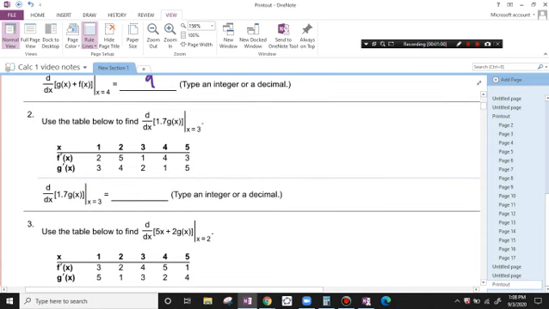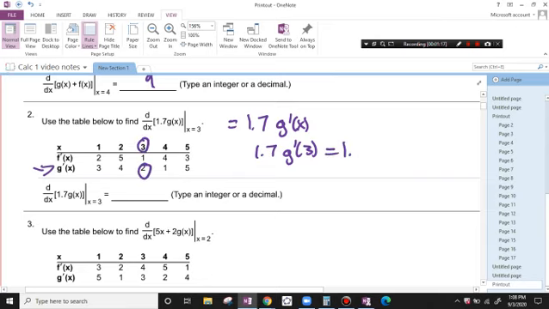Same thing here. The derivative of 1.7 times g is equal to 1.7 times the derivative of g. We want to know at 3, so it's 1.7 times g prime of 3. We go to the chart. Here's g prime. At the value of 3, it's 2. 1.7 times 2 is 3.4.